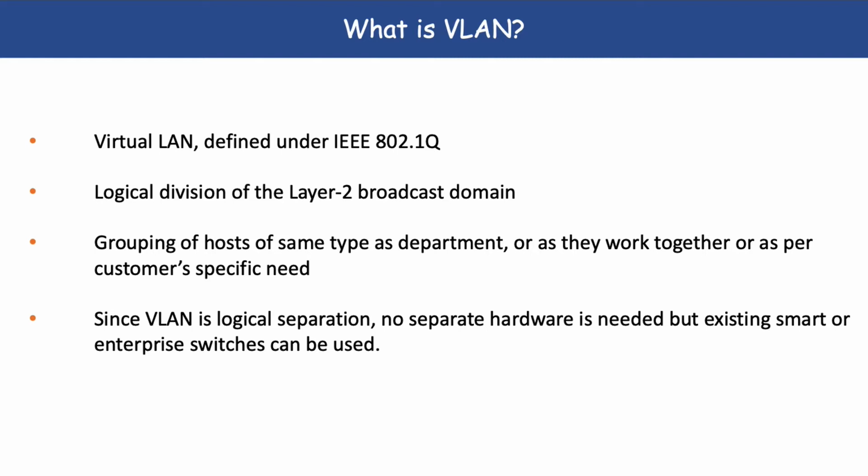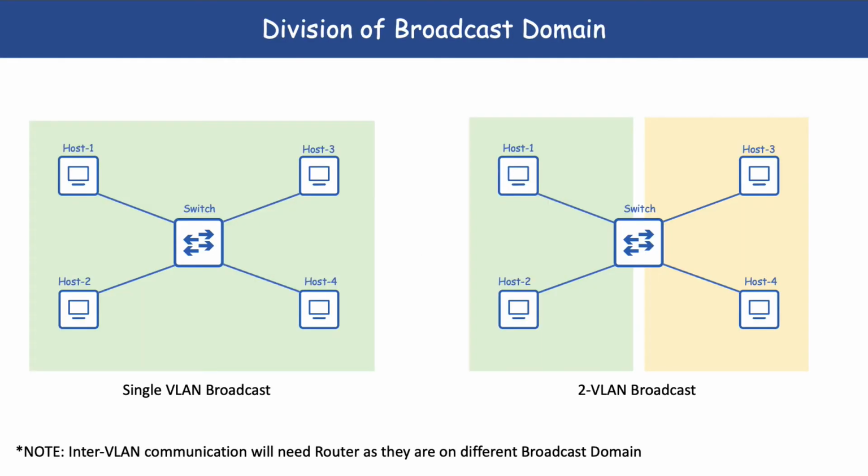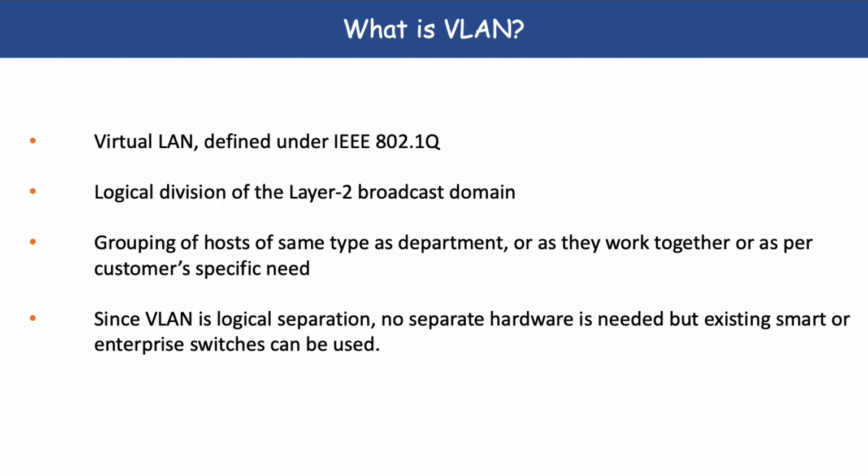VLAN is short for virtual LAN, which is defined under IEEE 802.1Q. VLAN is basically used to divide a layer 2 broadcast domain. That is, if we have a switch which is working under a single broadcast domain wherein all the hosts are in the same broadcast domain, we can use VLAN to divide these hosts into different broadcast domains. Why do we do this? We do this because we want to implement different policies for each of the domains.